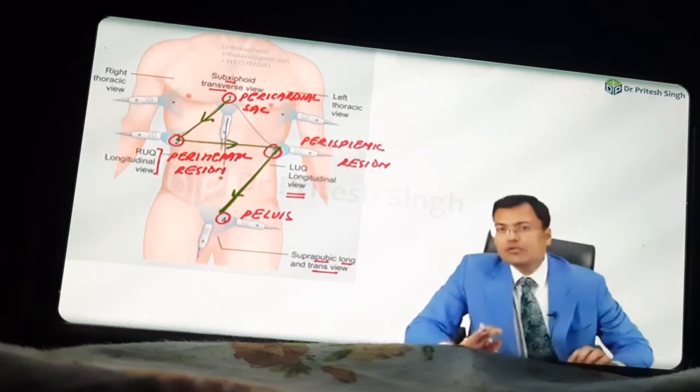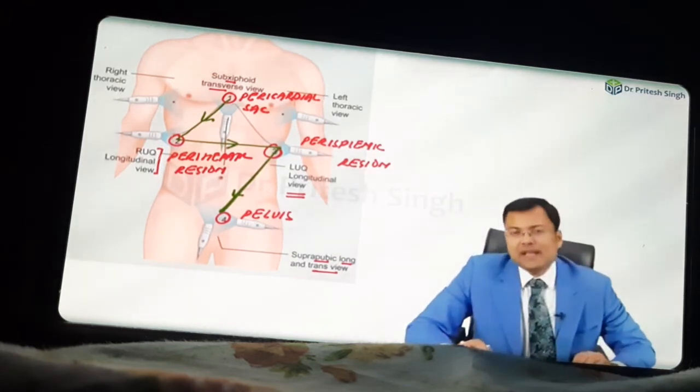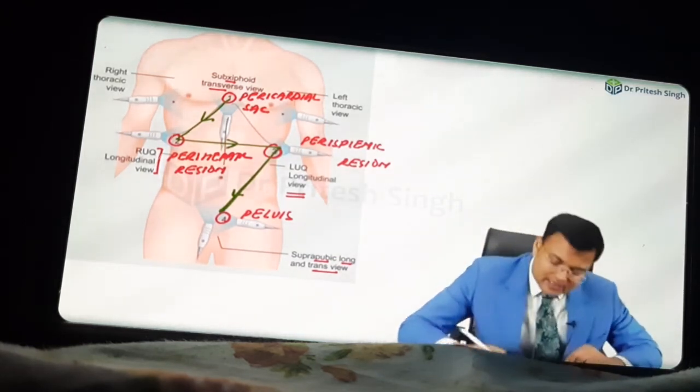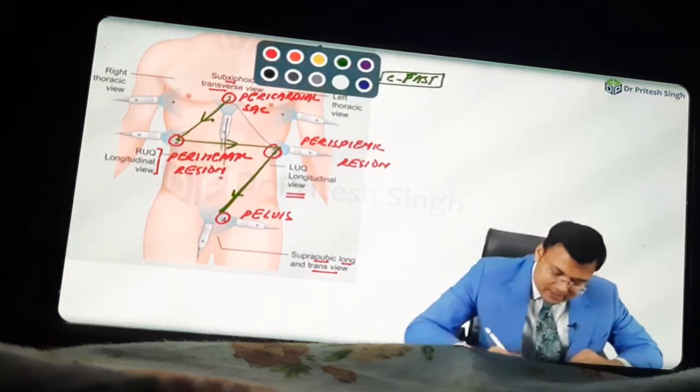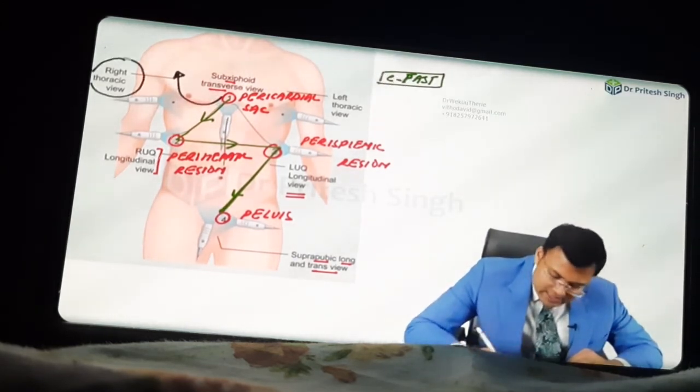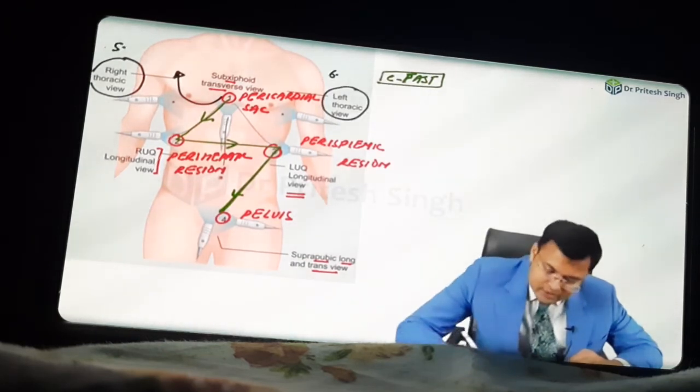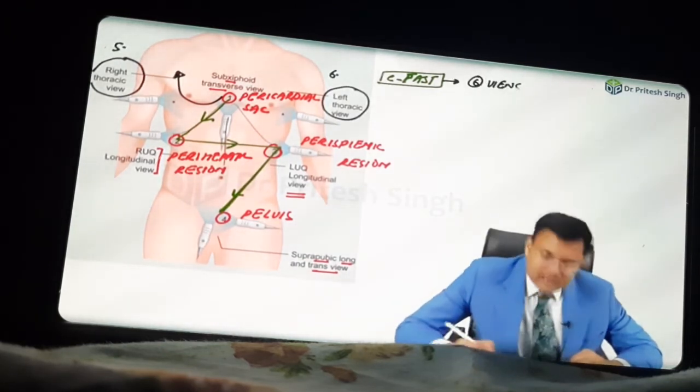So in FAST, how many views? 4 views. How many regions are assessed? 4. Pericardial sac, perihepatic region, perisplenic region, and pelvis. There is one condition known as E-FAST. E-FAST means extended FAST. Extended FAST means we are going to assess the right thoracic as well as left thoracic view. So this is 5th, this is 6th. So in E-FAST, there are 6 views: right thoracic and left thoracic view.